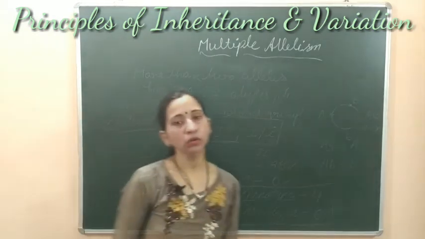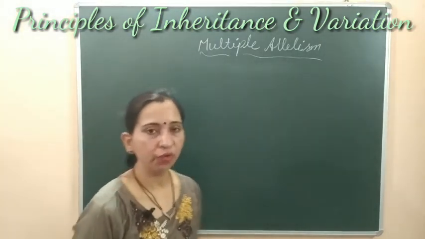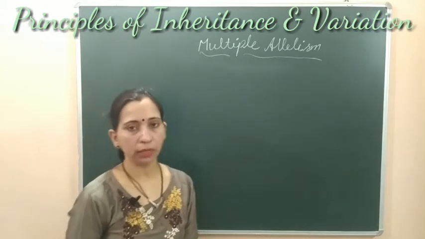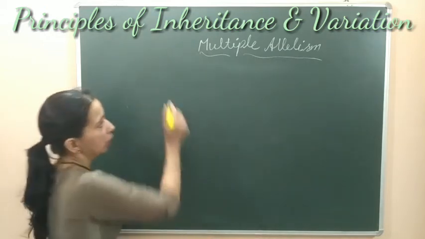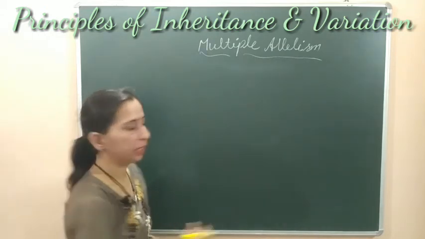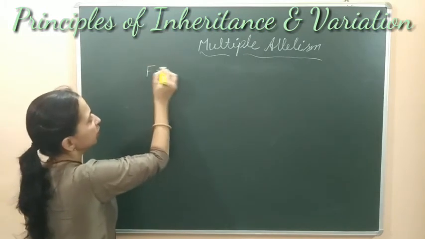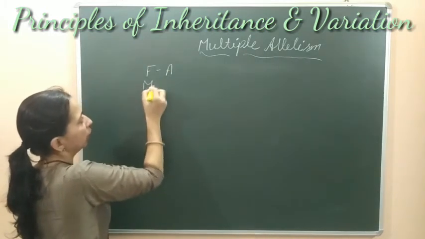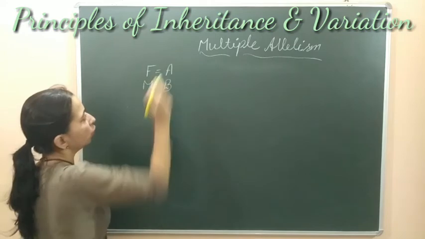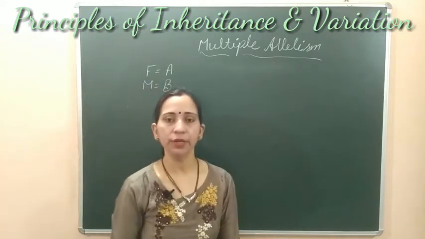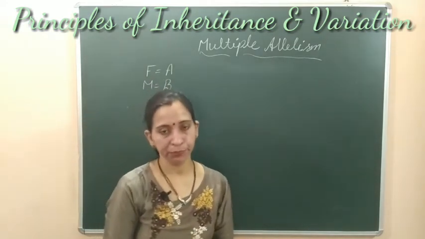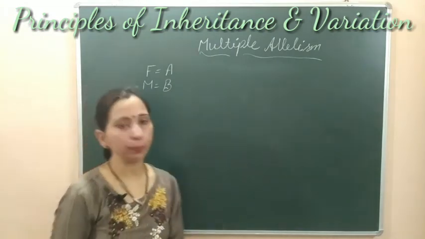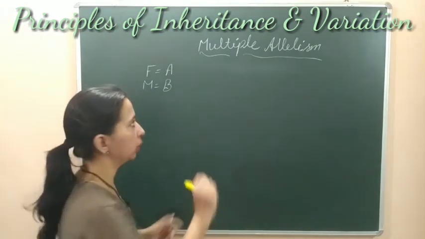Now let's see how the blood group can be interpreted if we know the blood group of the parents and we want to know the blood group of the kids. Suppose the father has blood group A and the mother has blood group B, and we want to know the possibilities of the blood group of their kids. Let's see.